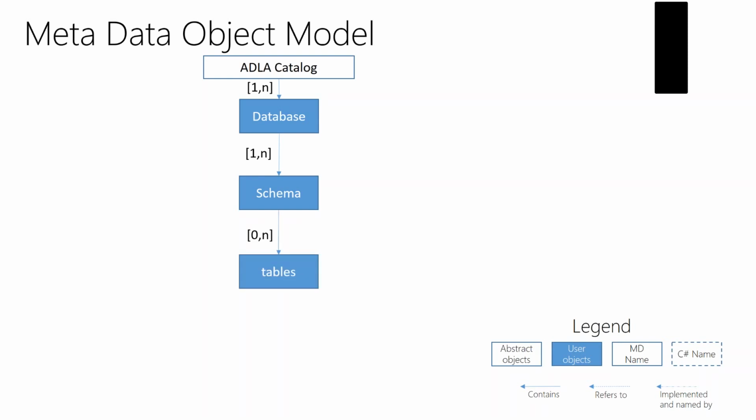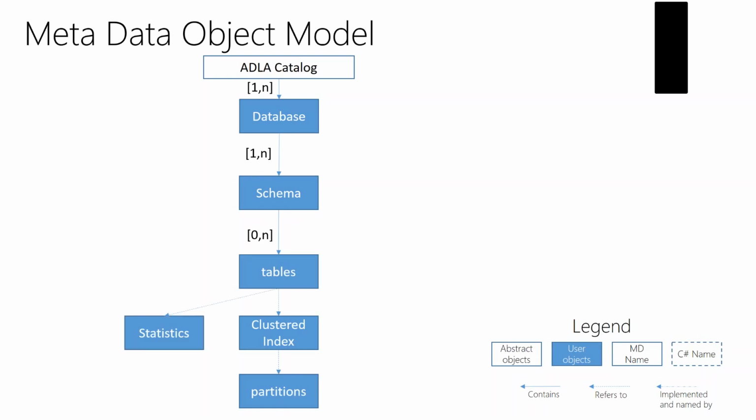Then each schema now contains tables that you can create. Tables are always currently in U-SQL represented through clustered indices. So that means we don't have heaps right now, but only clustered index tables. And these tables can be partitioned, and we will talk about that towards the end of the presentation today.